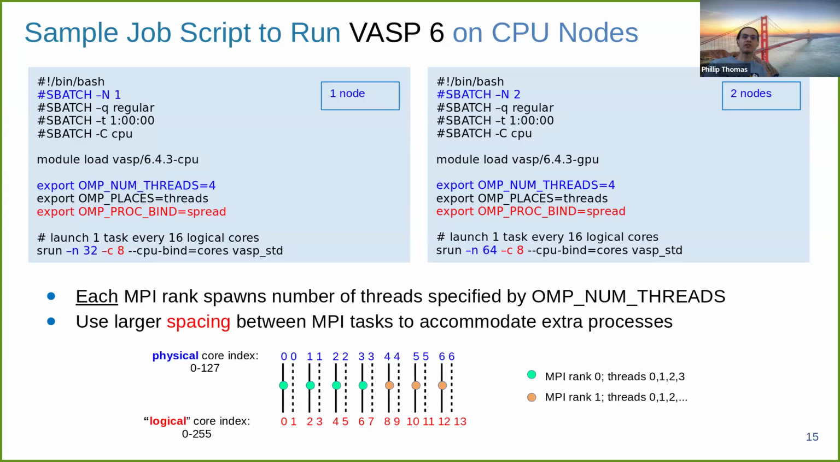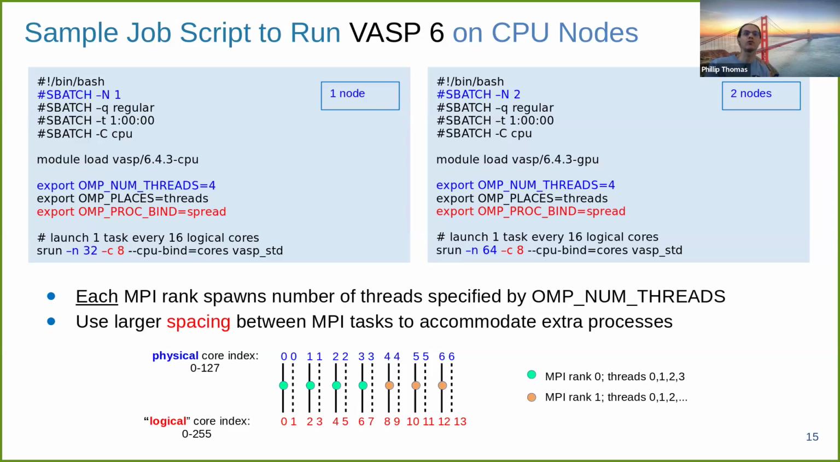Now, if we're running VASP6 on CPU nodes, we have an additional level of parallelism to consider, and that is the OpenMP parallelism. You can run VASP6 in pure MPI mode just by setting the variable OpenMP threads equals 1. Or you can set this to higher than 1 if you want to use OpenMP parallelism. There are advantages and disadvantages to each. The one thing that I want to point out is if you're using OpenMP threads, the issues of task binding still apply just as they do in a pure MPI case.